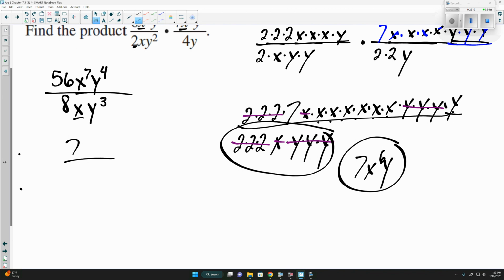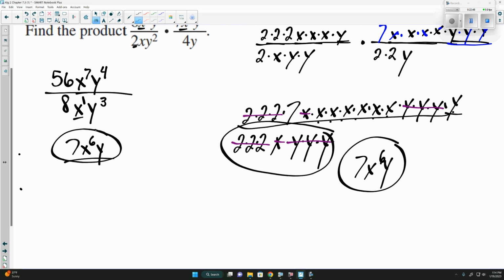x to the 7th over x. Well, if we're multiplying like bases, we add the exponents. So what do you think we would do if we divide like bases? Subtract, opposite of addition. So we can do 7 minus 1. Was the exponent bigger on top or bigger on bottom? So it stays on top, is how I think about it. And the last one, y to the fourth over y to the third. 4 minus 3, and it's bigger on top, so it stays on top.